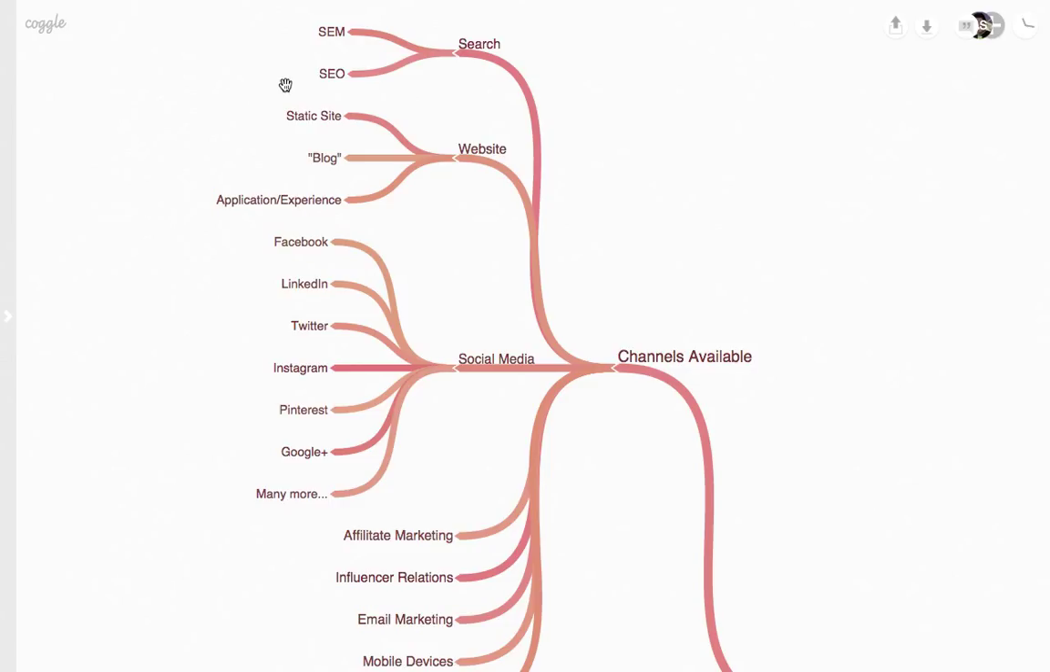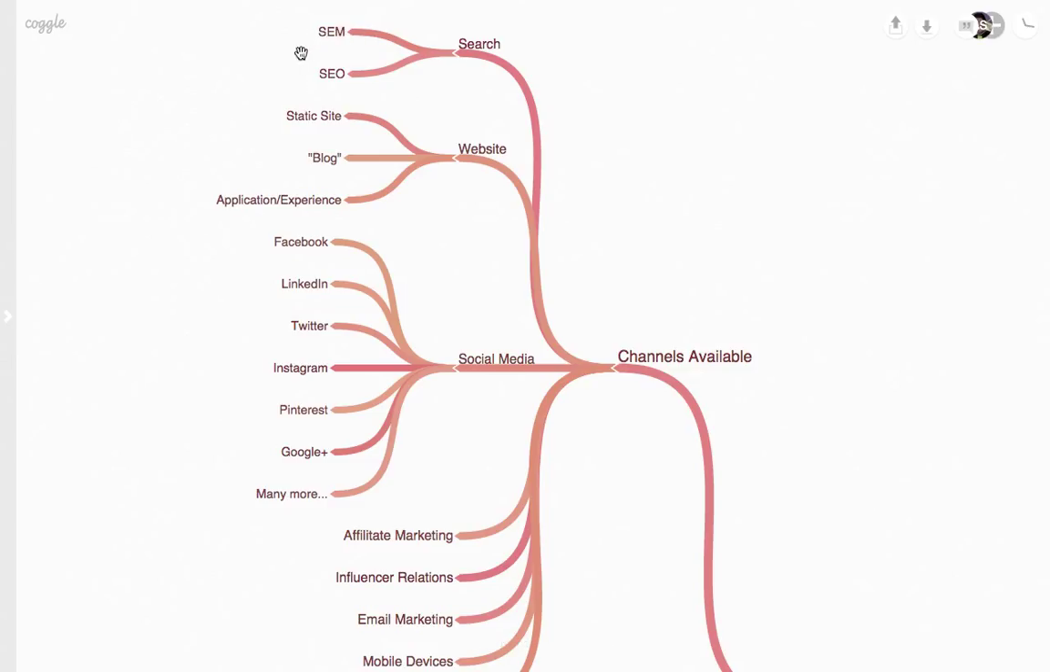On-site would basically be all the tweaks that you can do on your own website to make it better, and off-page would be stuff like getting links from other websites pointing to your website. Could be directory submissions or other stuff.